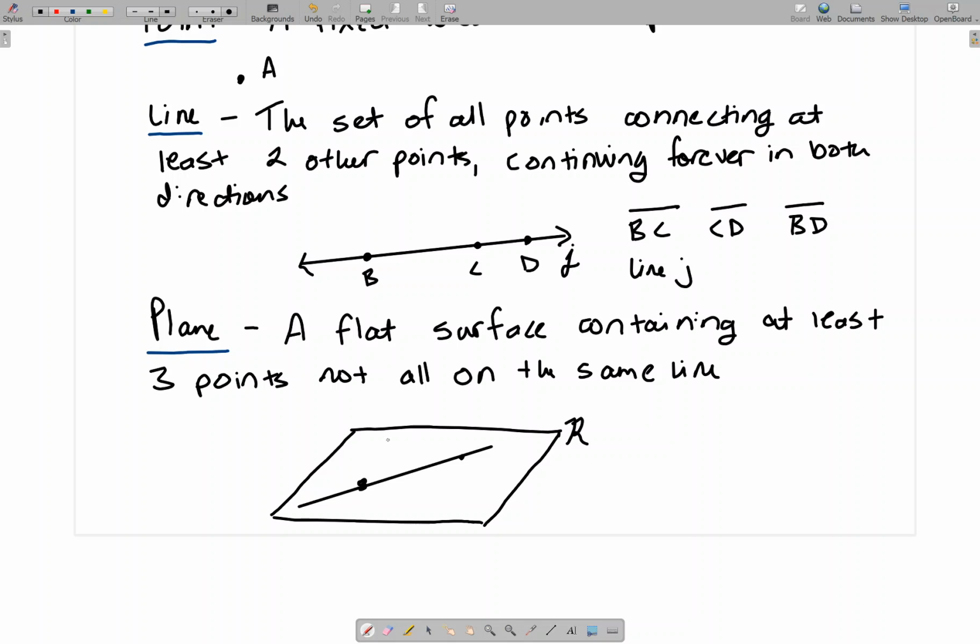And then I'm going to put a third point not on the same line. So I left off with D, so I'm going to call this E, F, and G. Now the way that this can get referred to is you can call this plane R. You can also refer to it by 3 points that are non-collinear. We can also call this plane EFG.